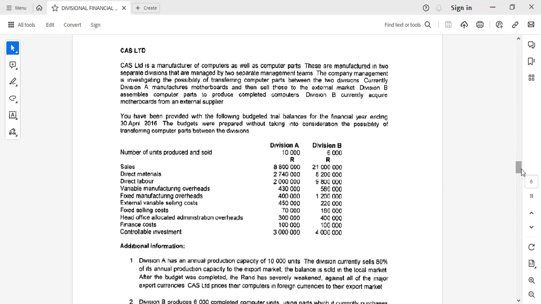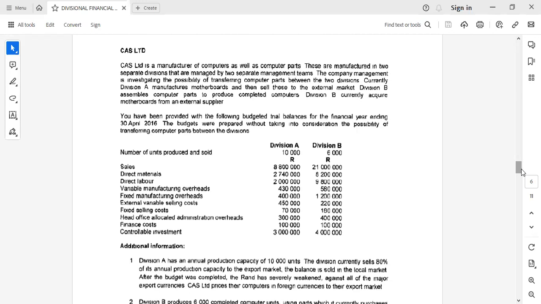CAS Limited is a manufacturer of computers as well as computer parts. These are manufactured in 2 separate divisions that are managed by 2 separate management teams. The company management is investigating the possibility of transferring computer parts between the 2 divisions. Currently, Division A manufactures motherboards and then sells these to the external market. Division B assembles computer parts to produce completed computers.